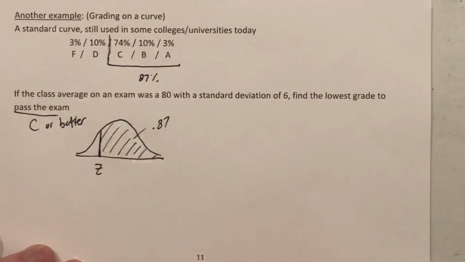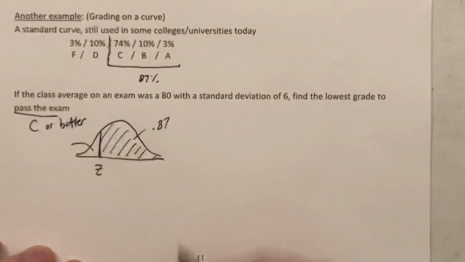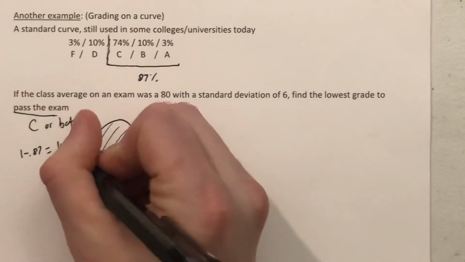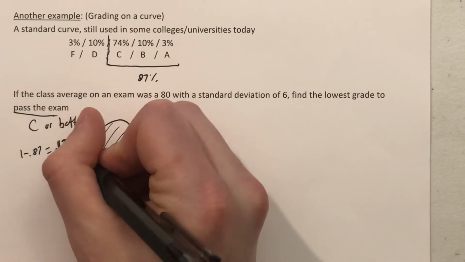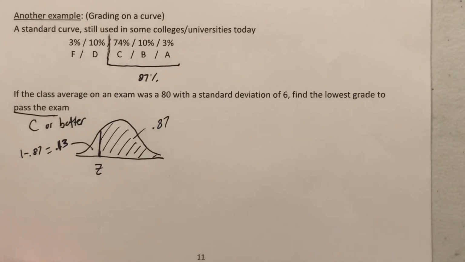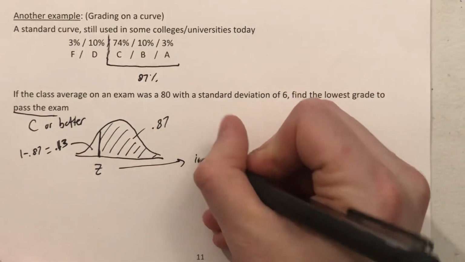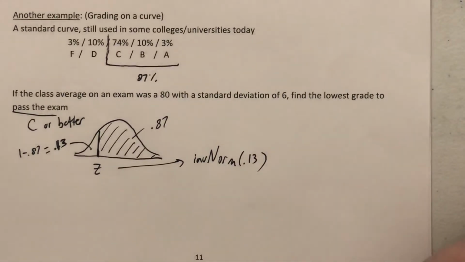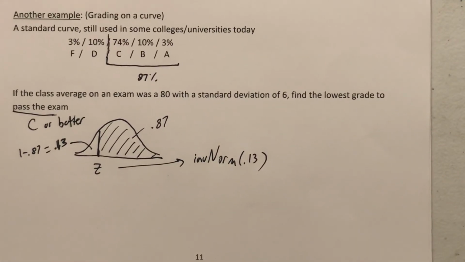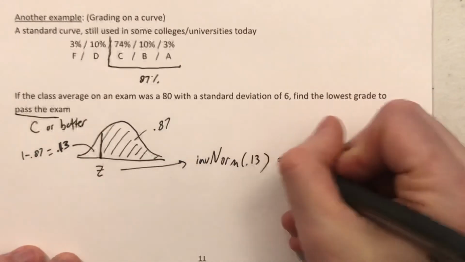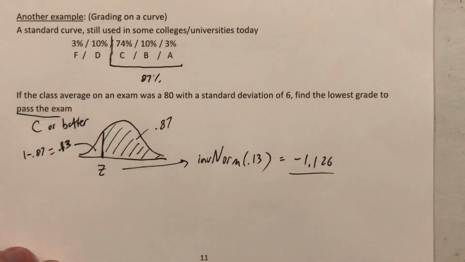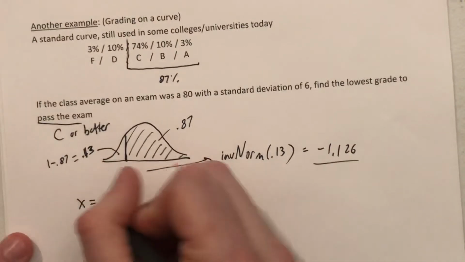And that's the z-score we want to find, which means the area that we actually need for our inverse norm is 1 minus 0.87, so 0.13. And that tells us what we're going to put into inverse norm. Inverse norm of 0.13, giving me a negative 1.126.